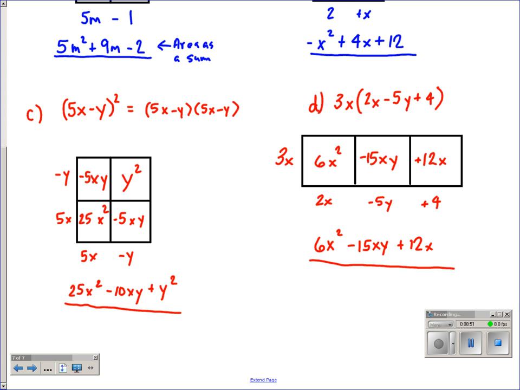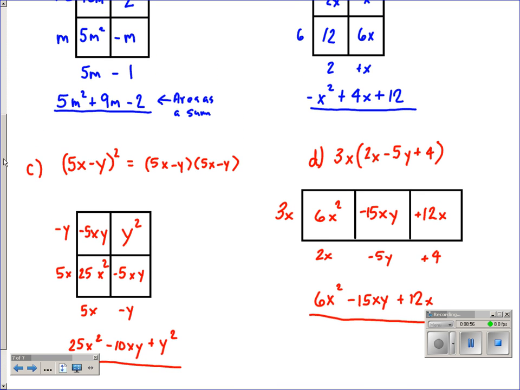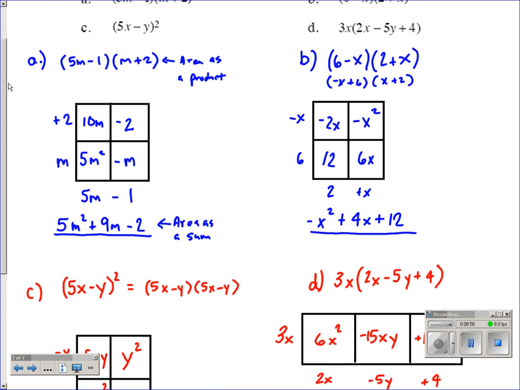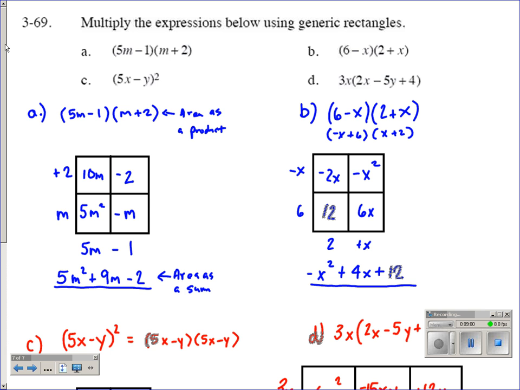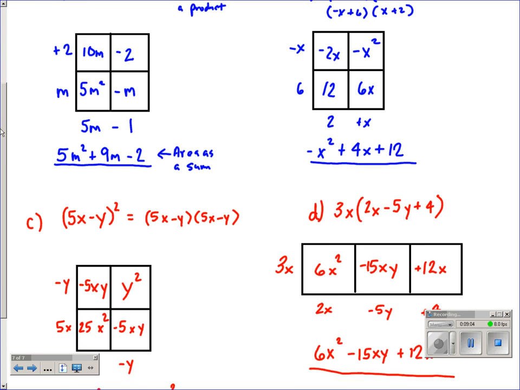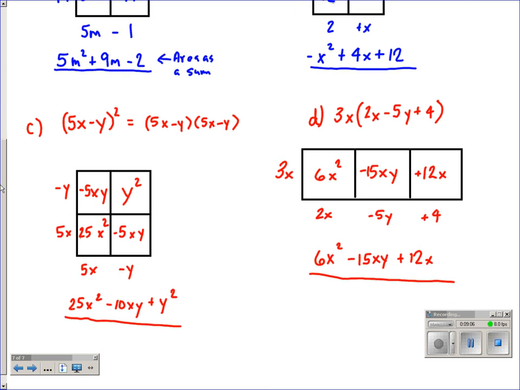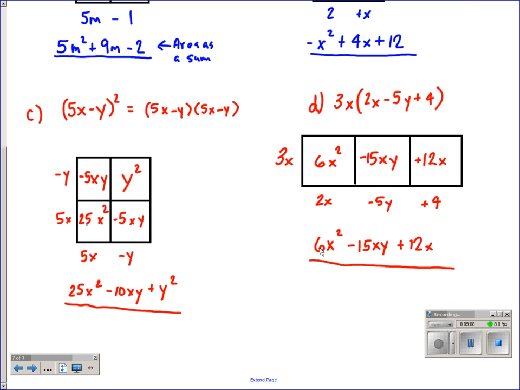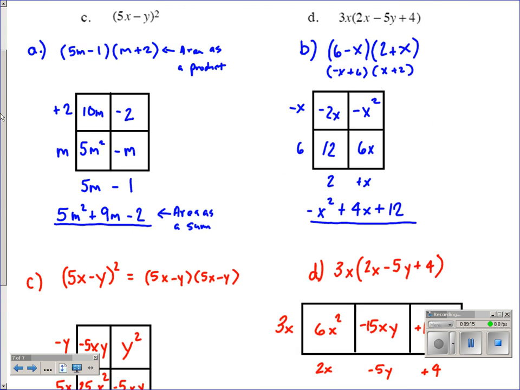Hopefully that has helped you with multiplying these expressions using generic rectangles. If you have questions, please make sure that you ask your teacher or seek help from someone else. This is all for this video. This is problem 3-69.